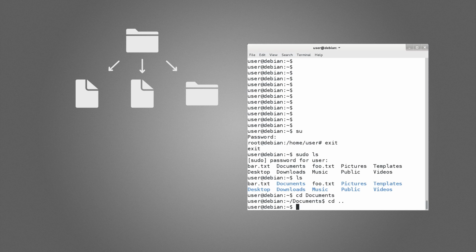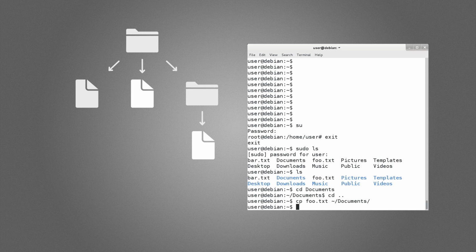Next, we will learn how to copy and move files. In order to copy a file, simply type cp followed by the file you want to copy and the location you want the file to be copied to. In this case, we're going to copy foo.txt to the documents directory. So we'll type cp foo.txt ~/documents/. Notice the tilde before documents. This represents the home directory. The home directory is the base of where a user's personal files begin.